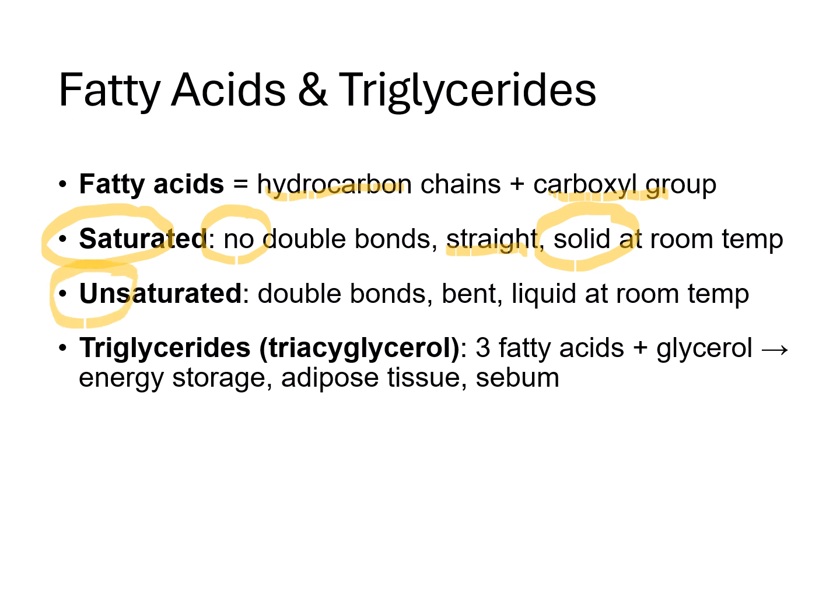Unsaturated fatty acids, on the other hand, have one or more double bonds in their fatty acid tails, making them bent in structure so they cannot pack tightly, and they tend to be liquid at room temperature, like oils.